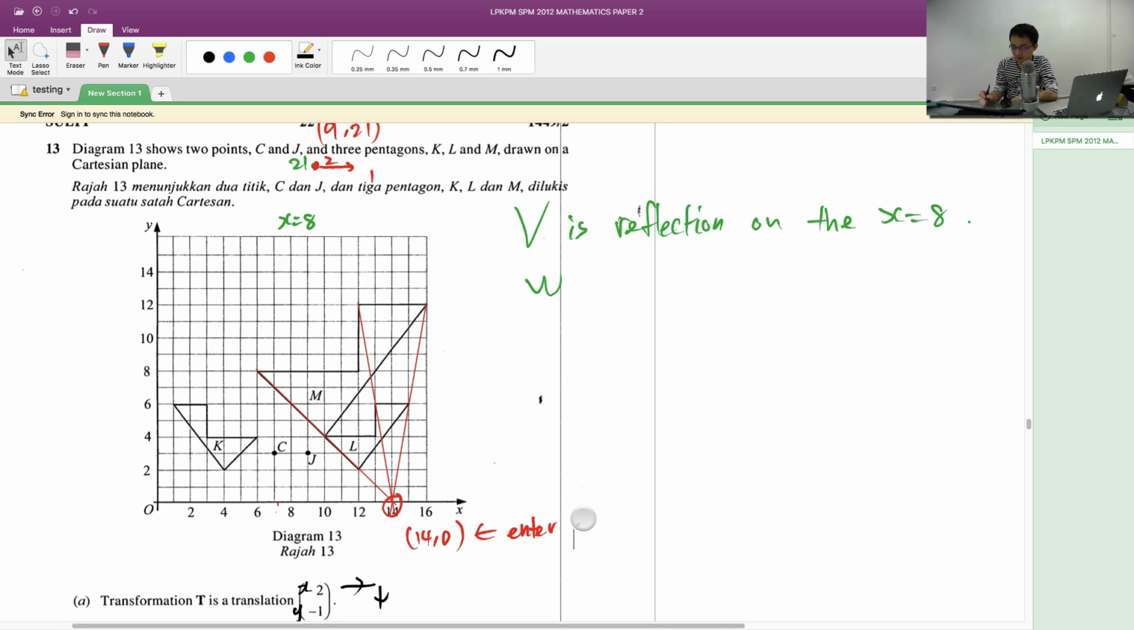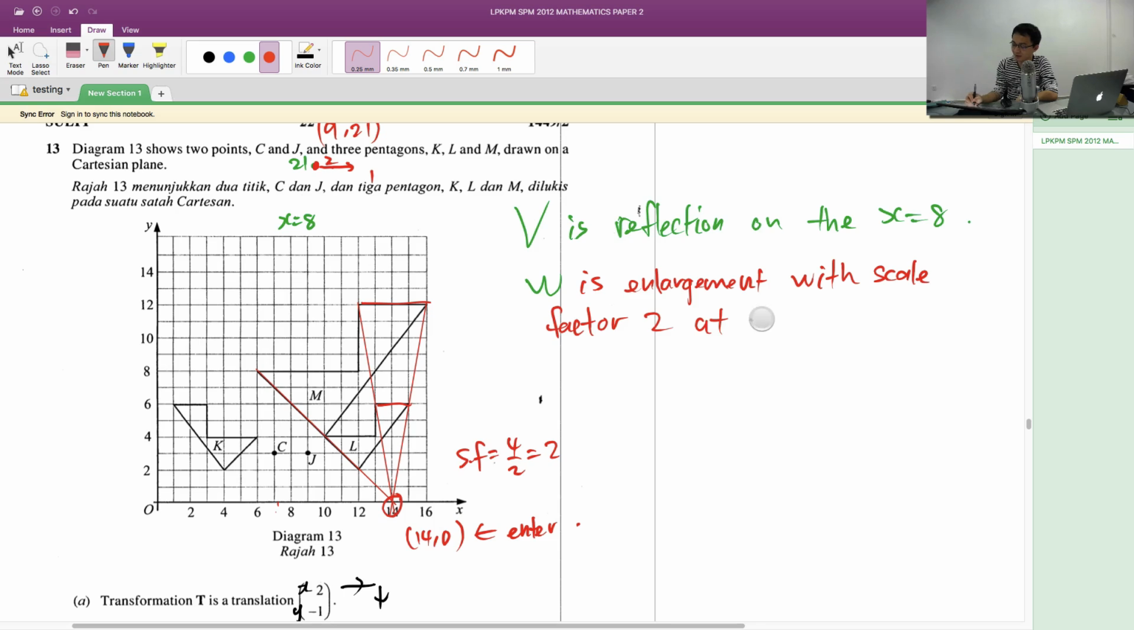And then you can find the scale factor. You can take one horizontal line. This one 2 becomes 4, so the scale factor is 4 over 2, so it's just 2. So W is an enlargement with scale factor 2 at the center 14, 0. Okay, then you can easily get full marks. Y divide 2. Okay, you got it, then it should be good.